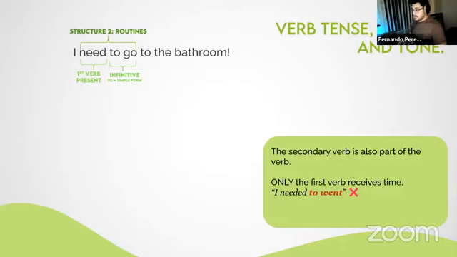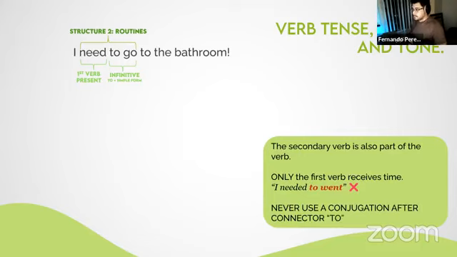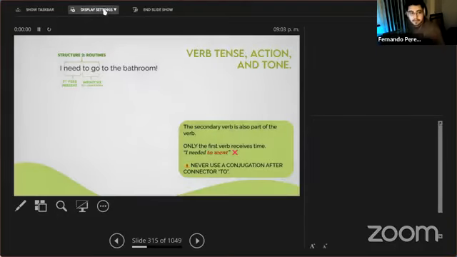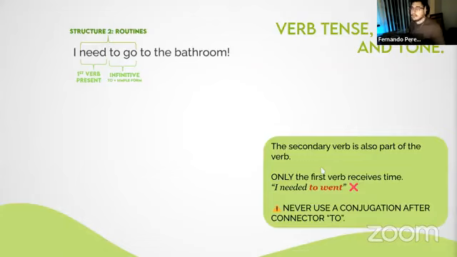Never use a conjugation after connector to. Never, people. This is a very important alert you need to take. Whoa, this is not English. What's going on? Here we go. Do you understand now? Yes.